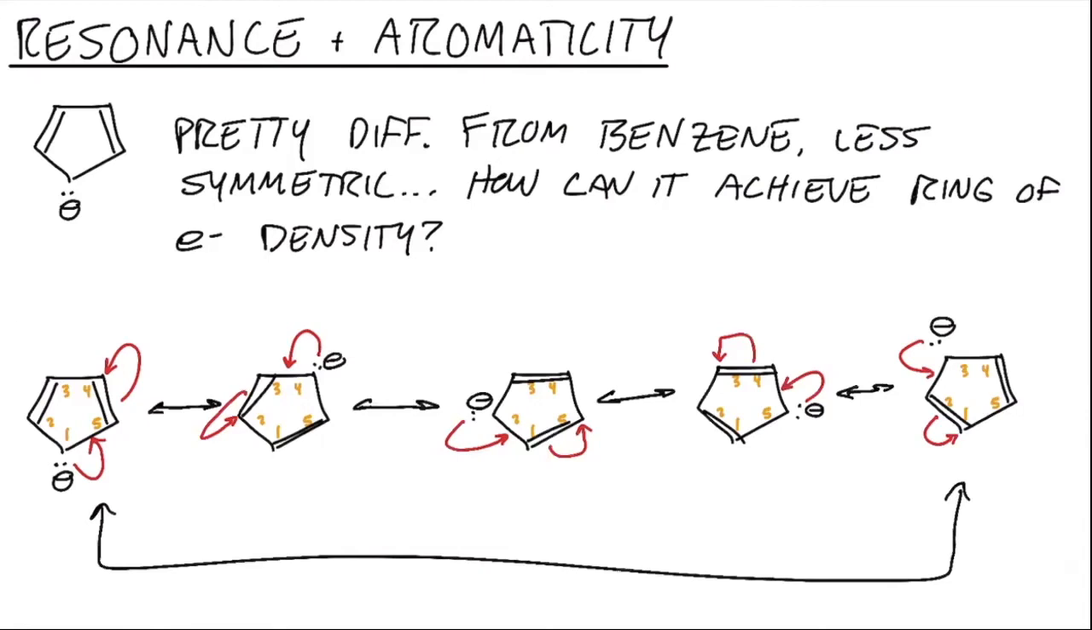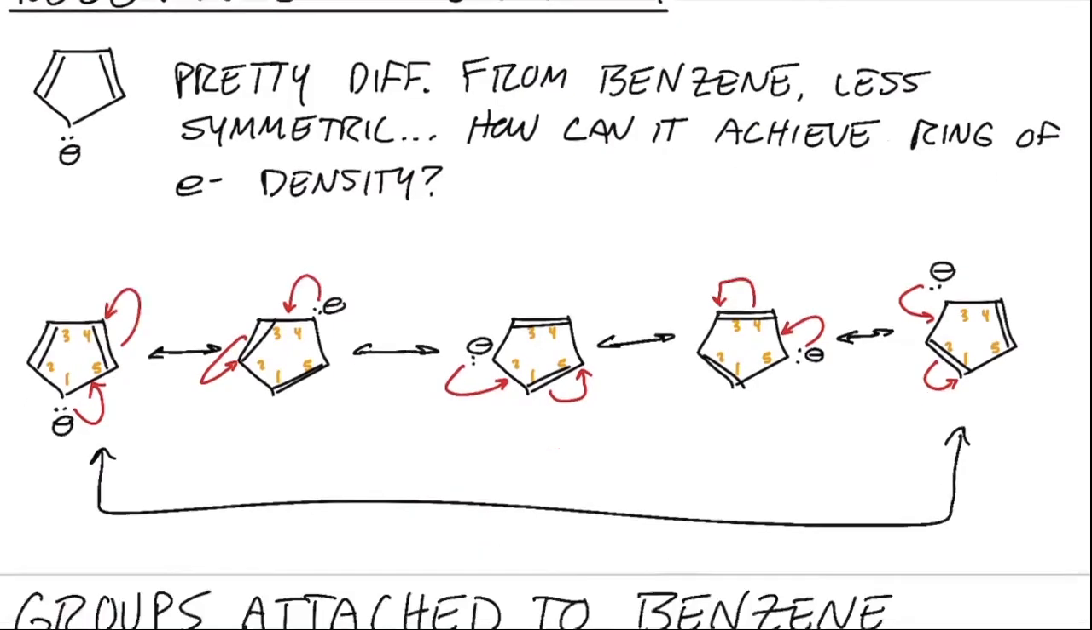It sits on 1 in this form, it sits on 2 in this form, it sits on 3 in the final form, it sits on 4 here, and it sits on 5 here. So that charge is evenly spread around the whole ring by resonance. So that's how resonance plays into the defining characteristics of aromaticity.